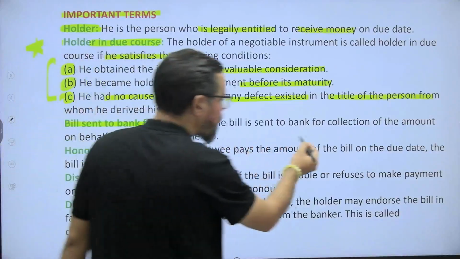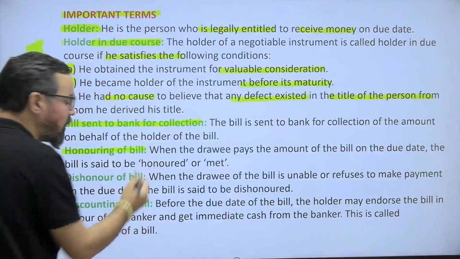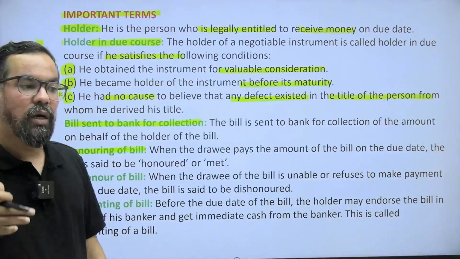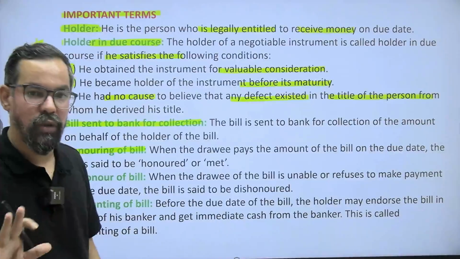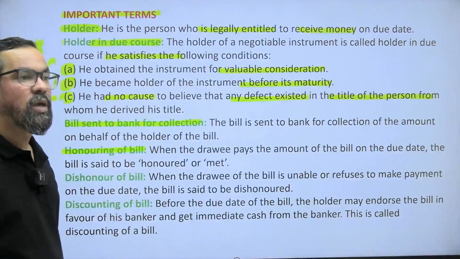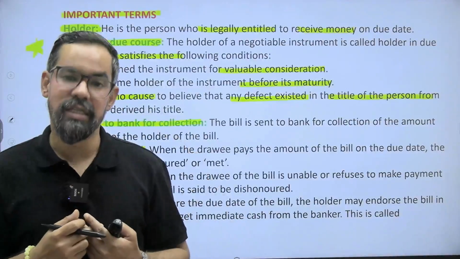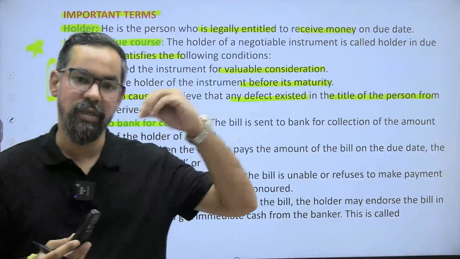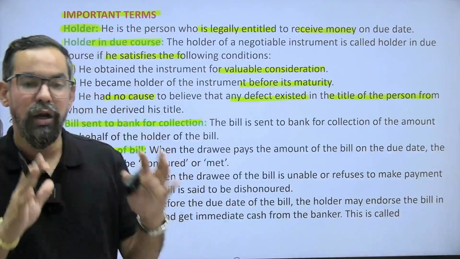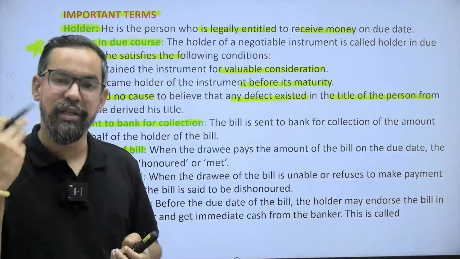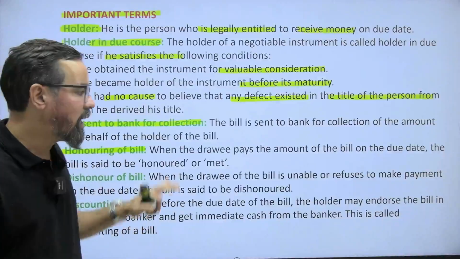So a bill sent for collection of the amounts on behalf of the holder of the bill. Honoring the bill, again very simple. The drawee makes timely payment on whatever date is mentioned on that particular bill. Basically, let's say you are a creditor, you draw a bill on me for 60 days. The date came and you presented that bill at your bank and it got honored. It got honored means I'm maintaining sufficient funds, so you can get your value for that bill. So that is honoring the bill.